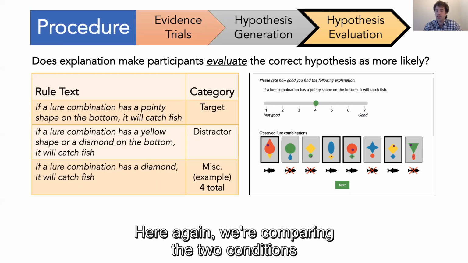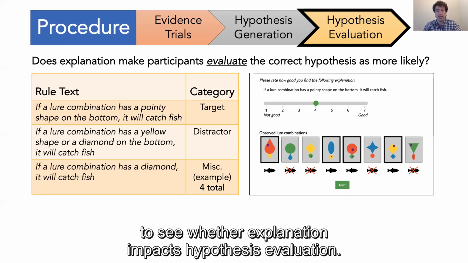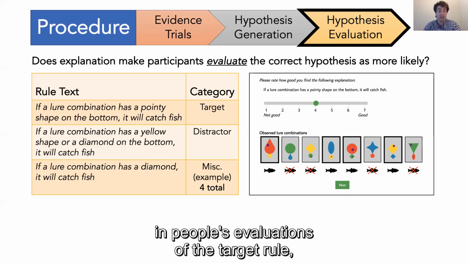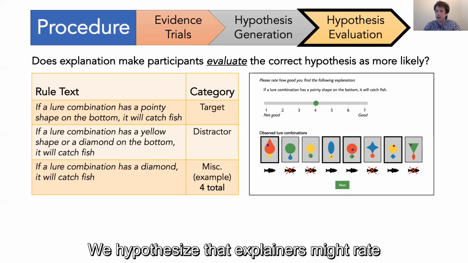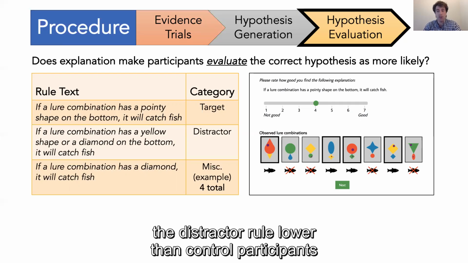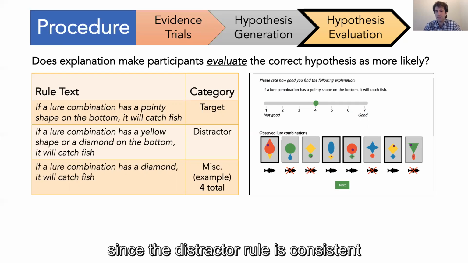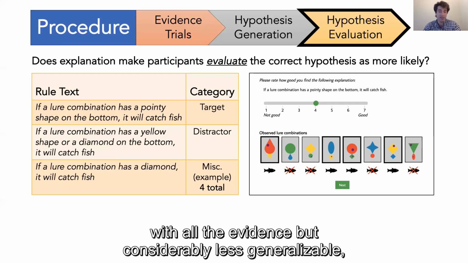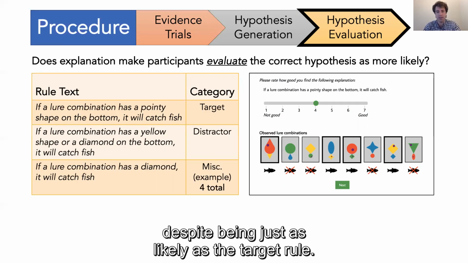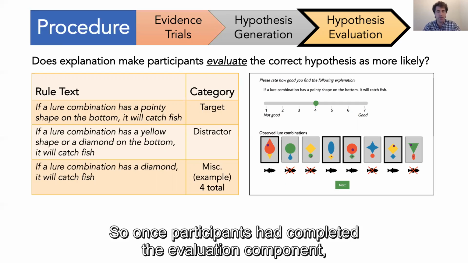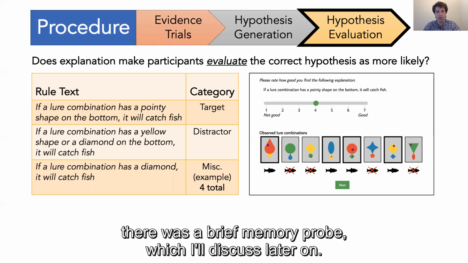Here again, we're comparing the 2 conditions to see whether explanation impacts hypothesis evaluation. We're primarily interested in people's evaluations of the target rule, but we're also going to compare the ratings for the distractor rule. We hypothesized that explainers might rate the distractor rule lower than control participants, since the distractor rule is consistent with all the evidence but considerably less generalizable, and therefore doesn't exhibit explanatory virtues despite being just as likely as the target rule. So once participants had completed the evaluation component, there was a brief memory probe, which I'll discuss later on.